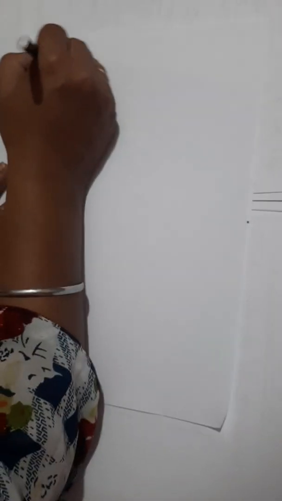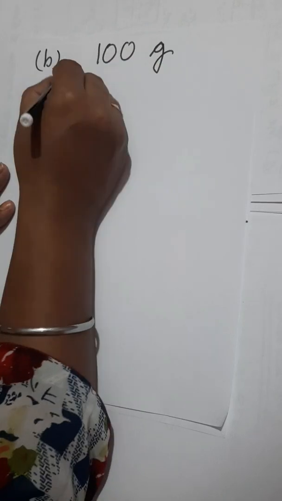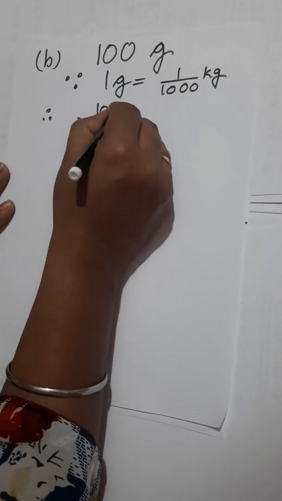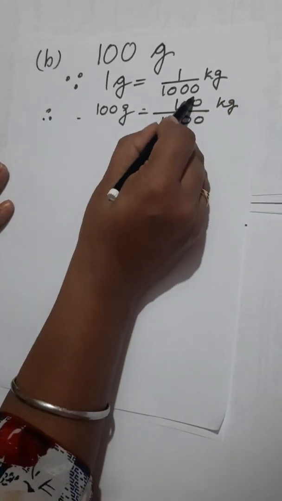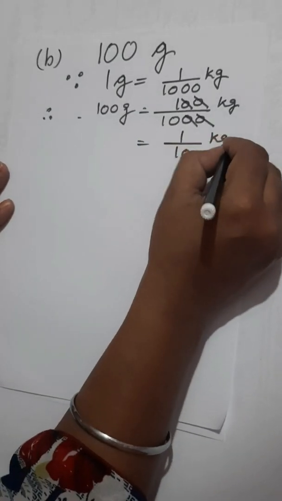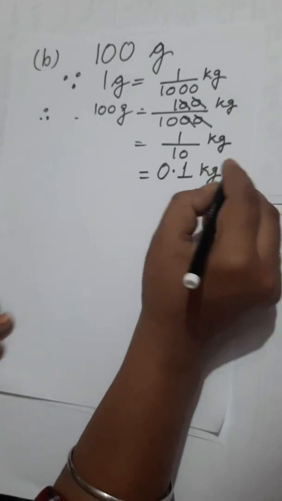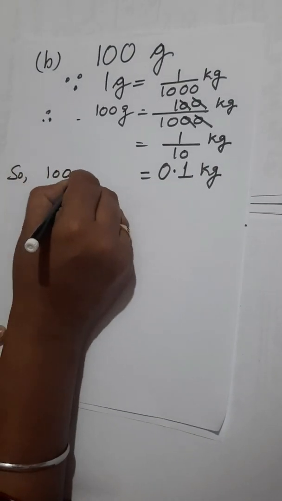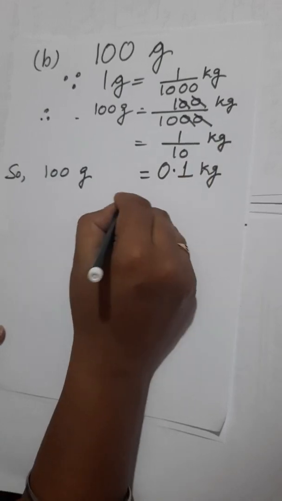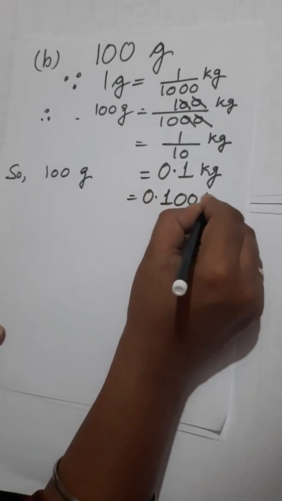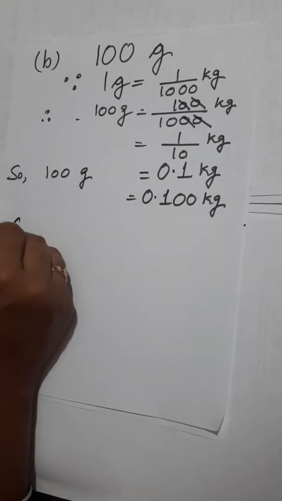Next we have B part. Here we have 100 gram. So again I will write, since 1 gram is equal to 1 upon 1000 kilogram, therefore 100 gram is equal to 100 upon 1000 kilogram. Now cancel this 0 with this 0, you have 1 upon 10 kilogram, and when you have to express in decimal you will write 0.1 kilogram. So 100 gram is equal to 0.1 or 0.100 kilogram.